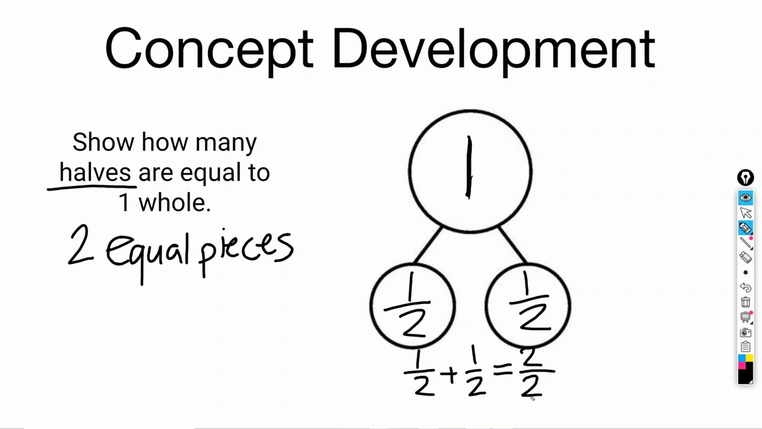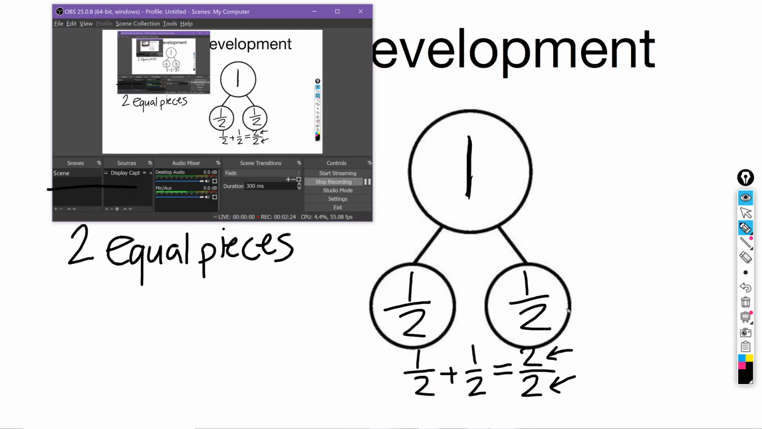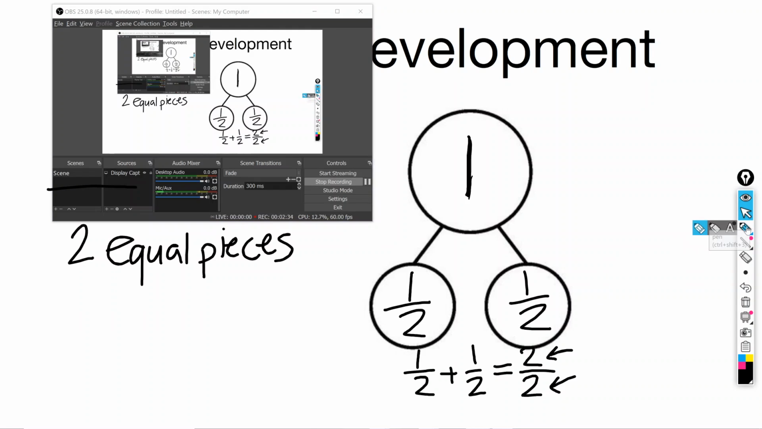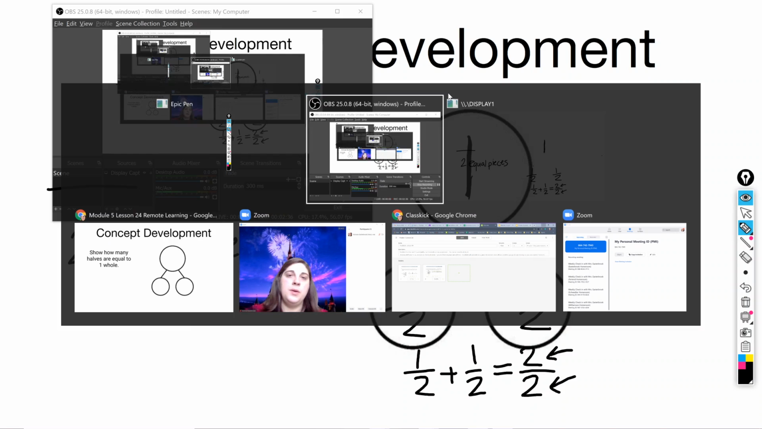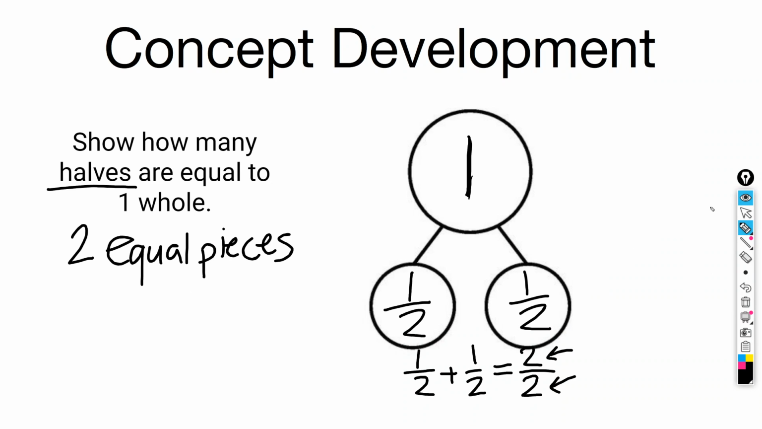Now, if you notice, the top number and the bottom number are the same. When the top and bottom number are the same, so because both of the numbers are the same, we know that equals one whole.